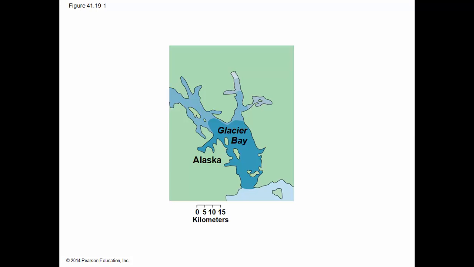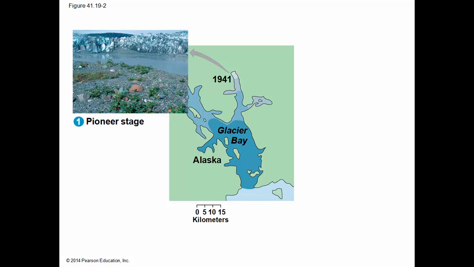Okay, here's Glacier Bay, Alaska. There's the pioneer stage, 1941. These are just mineral deposits that are laid down by the glacier. So here's the glacier coming in, and then it's retreating. As it retreats, it leaves behind this pioneer stage. It's got little low-growing plants and what have you, and mosses and lichens.